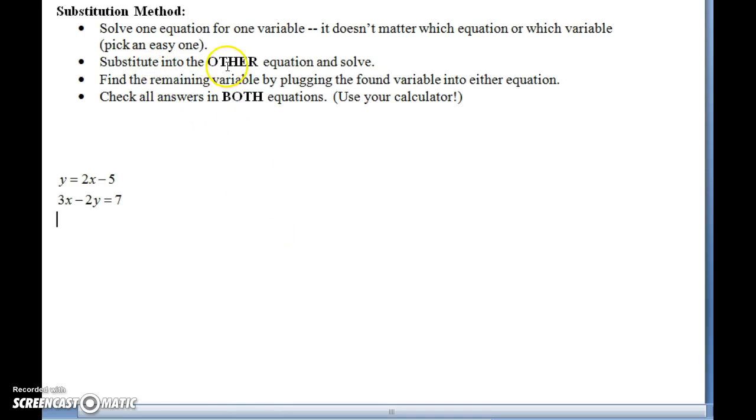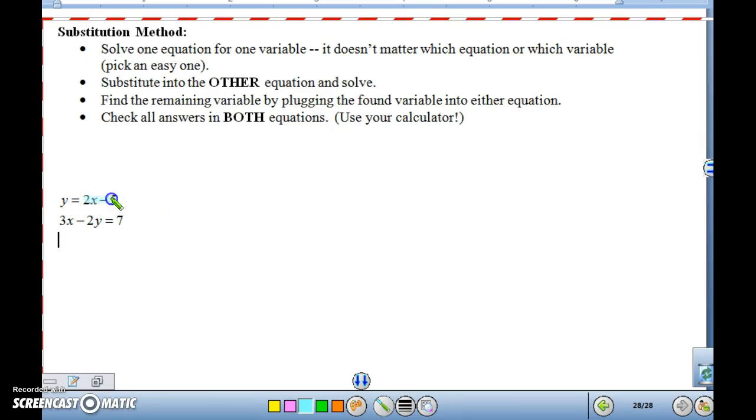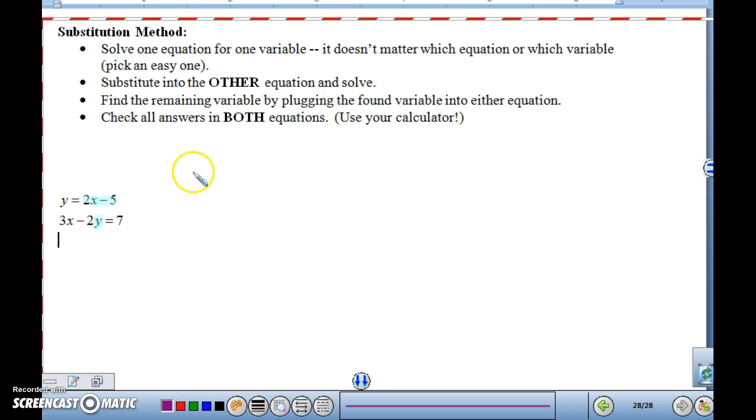Now, it says substitute into the other equation and solve. This says y is equal to 2x minus 5. So that means I can take 2x minus 5, and in the second equation, instead of writing y, I can put it right there. So let's rewrite that. 3x minus 2 times 2x minus 5, which I'm writing instead of y, is equal to 7. So notice here, I don't have a y for the moment. I've substituted in so that all the values are now x. And all I have to do is go through and solve for x.